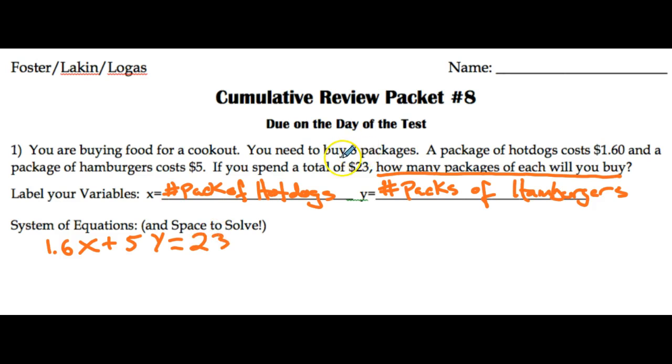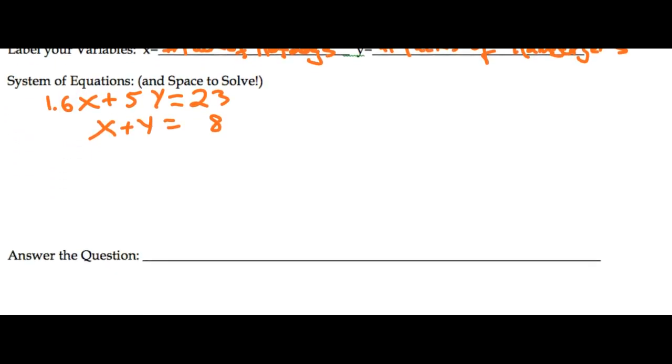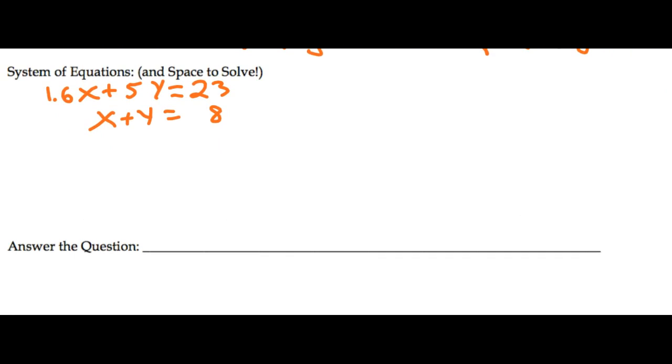We also know that we have a total of 8 packages. So if we just add up the number of packages of hot dogs plus the number of packages of hamburgers, we have 8 total. Now we have our system of equations and space to solve. So what we know so far is that we have this system, but we need to eliminate one of the variables, or we need to substitute. I think in this case, since they're both in standard form, we'll go ahead and use elimination.